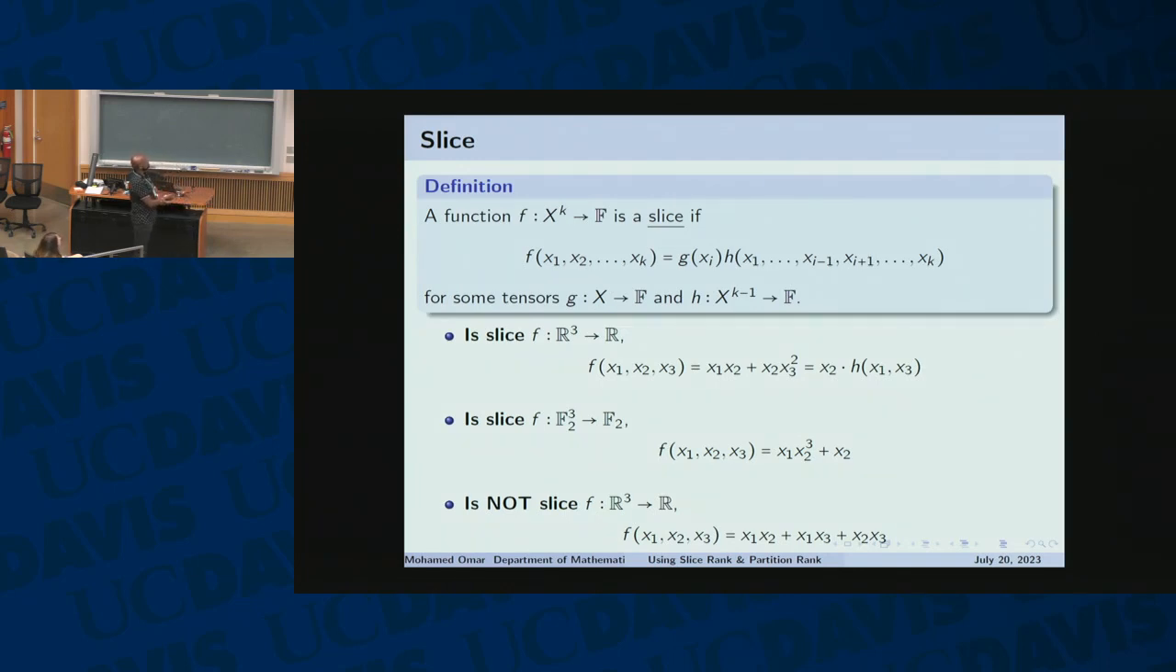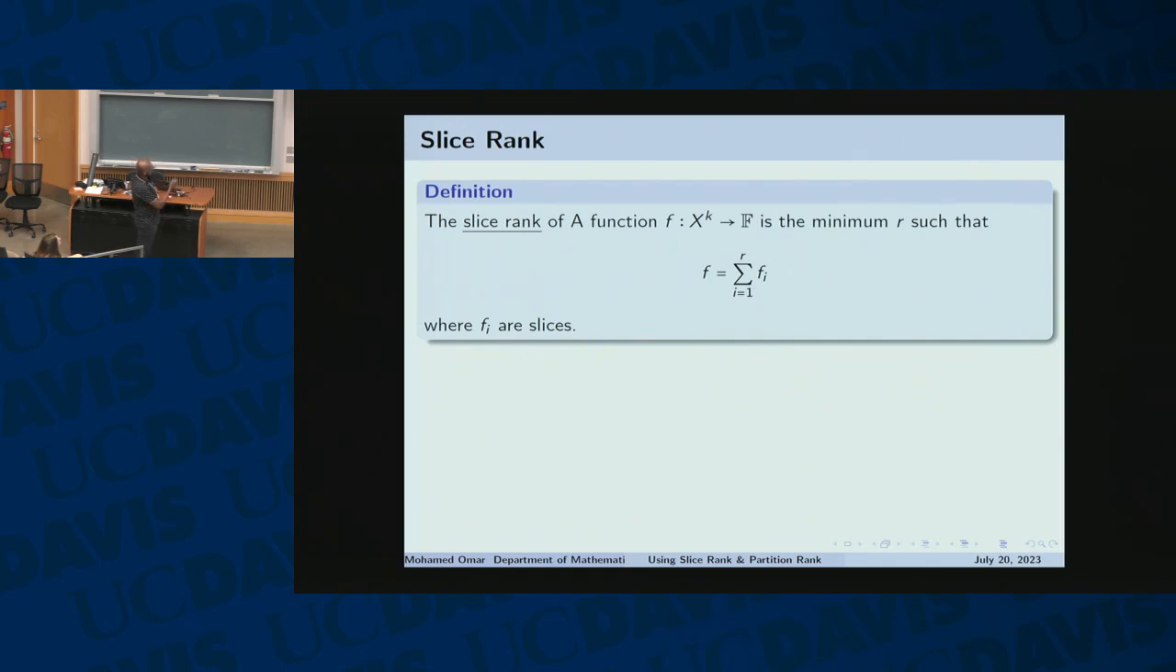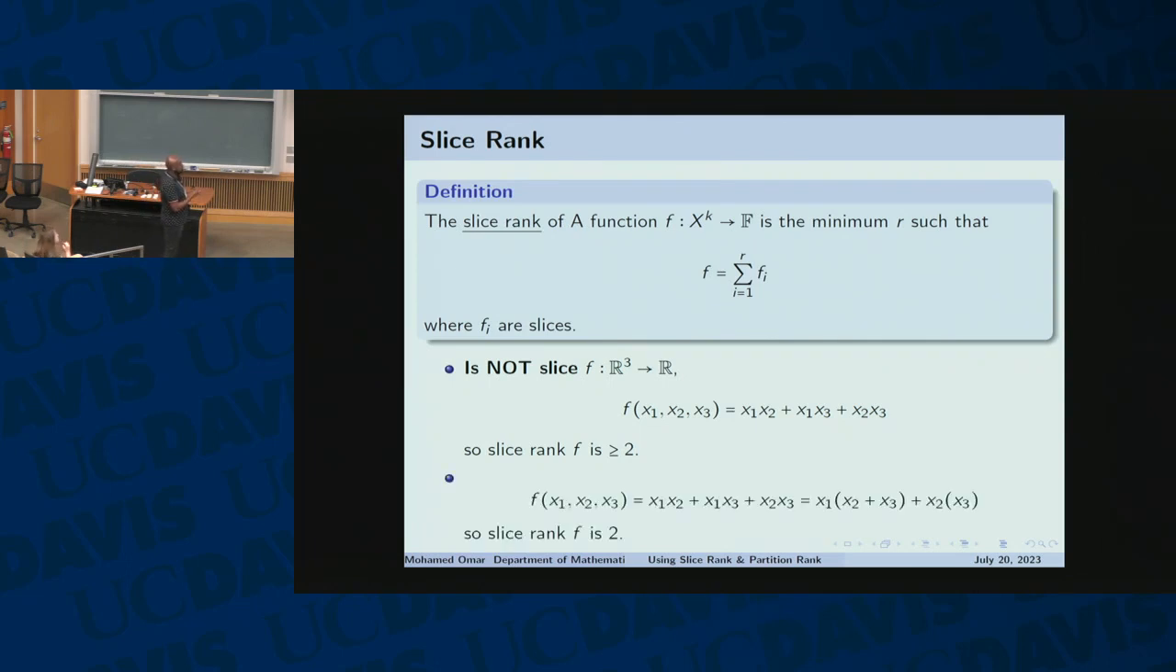So what is the slice rank? The slice rank of such a function is the minimum number of slices you can write it as a sum of. So in our last example here, we know we can't write this as a slice, so the slice rank of this thing is at least 2. And it turns out you can see pretty quickly the slice rank is going to be exactly 2, because you can factor out x1 from the first two terms and then factor out whatever variable you want from the last one.